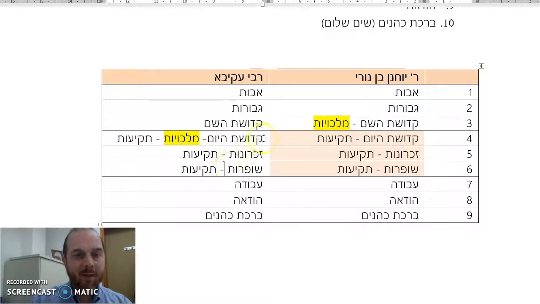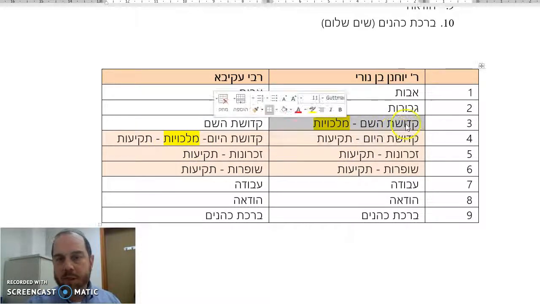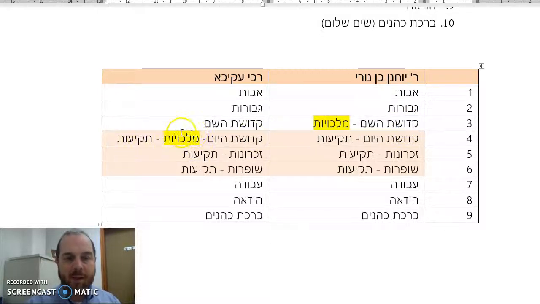Now, it's just interesting. We know that this is the way we do it. This is the practice that we have. We do Malchiot, Zichronot, and Shofarot with Kedushat Hayom. But it's not obvious. It is more obvious logically that Malchiot would go with Kedushat Hashem. But Rabbi Akiva says, no, it's better for Malchiot to be with Tkiyot. Which would you pick? Would you pick Rabbi Yochanan ben Nuri, or would you pick Rabbi Akiva? That's a really interesting question.